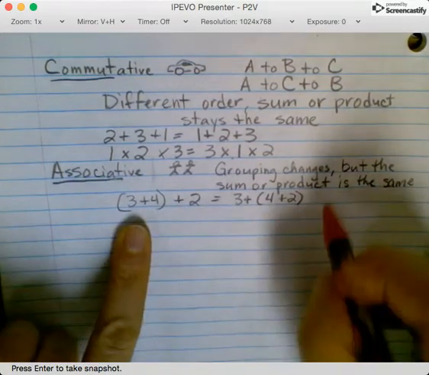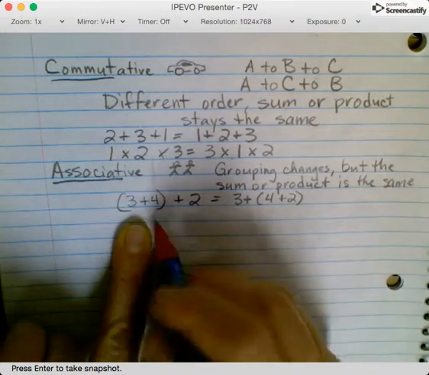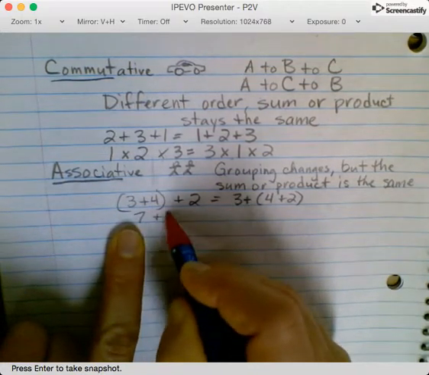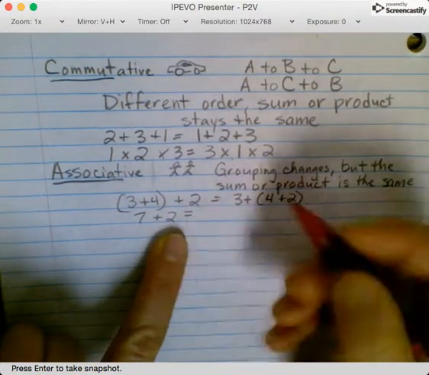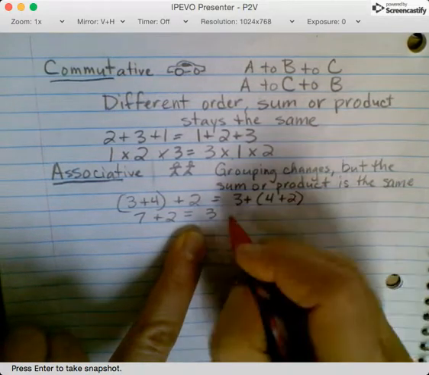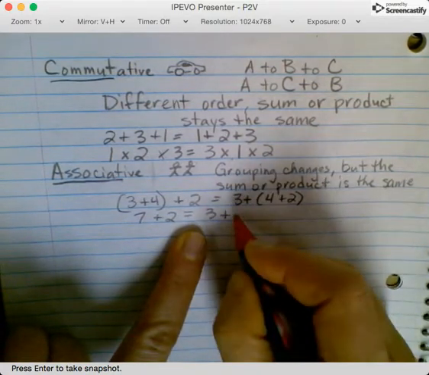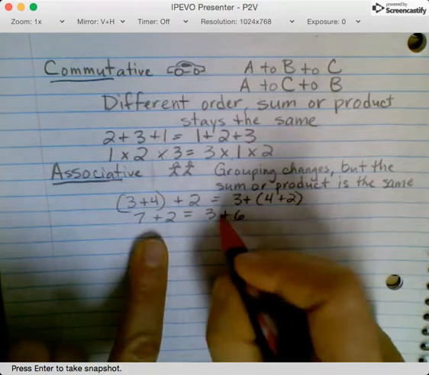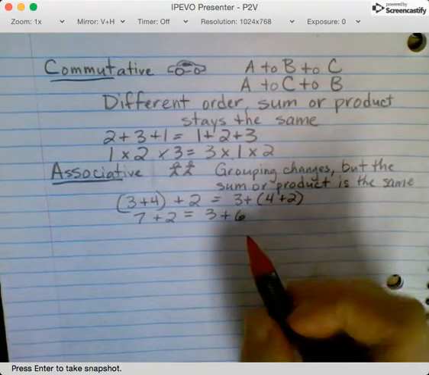So 3 plus 4 is 7, plus 2 is 9. 4 plus 2 is 6. 3 plus 6 is 9. So it's the same thing.